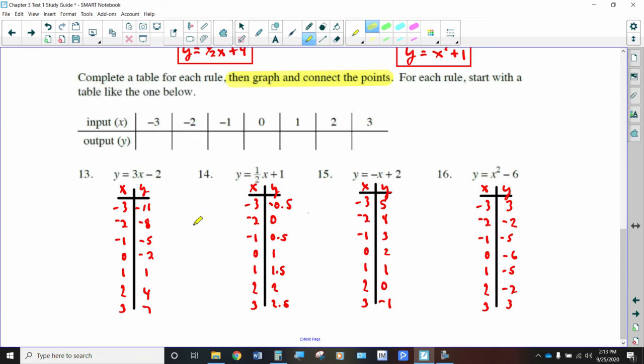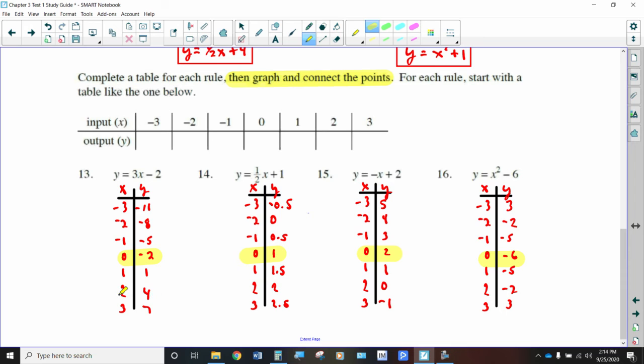So you might have chosen to graph yours with different scaling on your x and your y axis. So what you need to do is not look at the direction that the line is going or how steep it is, but look at the points on the lines. Check the y-intercepts of each one.